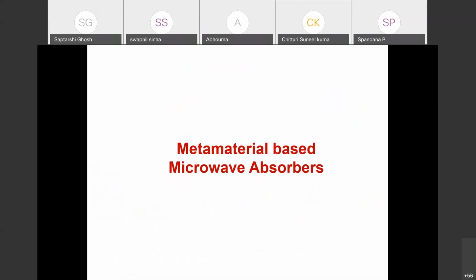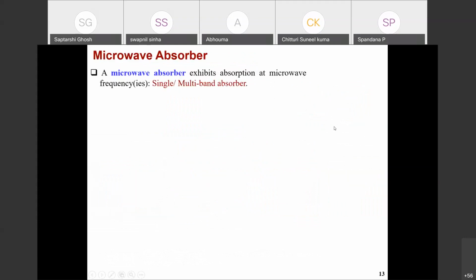webinar. First, we are going to talk about the microwave absorbers based on metamaterials. So, what are microwave absorbers? As the name suggests, they exhibit absorption at microwave frequencies, either in a single band or in multiple bands. A single band structure gives a single band absorber, and a multi-band structure gives a multi-band absorber. How does the microwave absorber result?